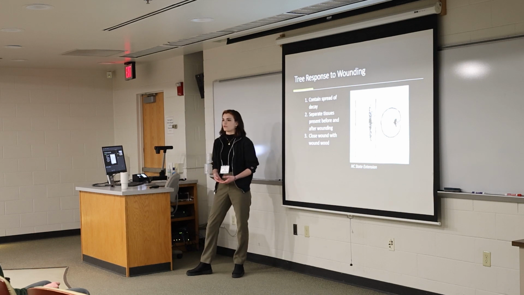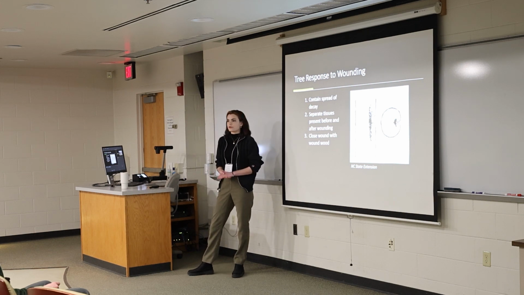After trees have contained the wounding, they will separate tissue that is present at the time of wounding from new tissue. They will do this by forming wall 4. Eventually, with this wall, they will close the wound.